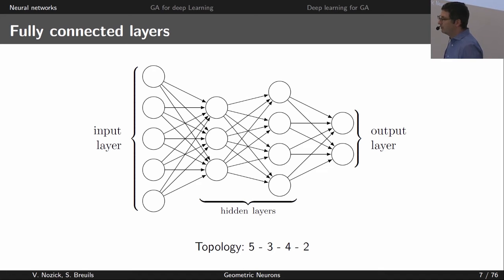Also something interesting is the design of your network. How many layers should I put? How many neurons should I put? Well, it depends on your problem, your experience, and the power you have.